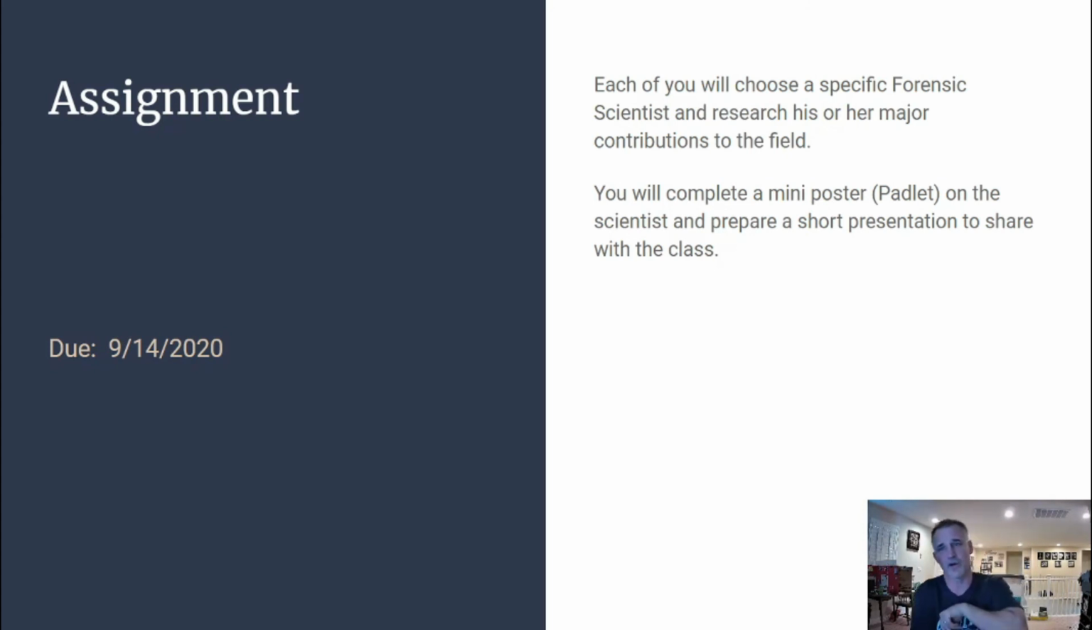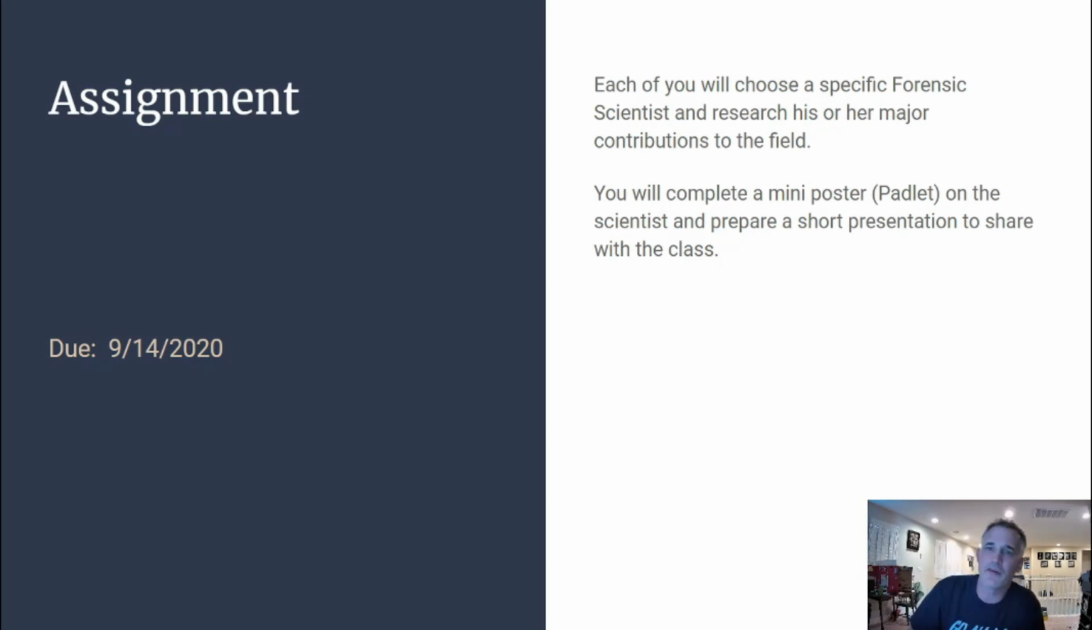So what's going to happen, and you'll have more specific details on the module, each of you will choose a specific forensic scientist, and you'll research his or her major contributions to the field. Some of them will be discussed in these notes, but others will be also on the paper. There might be some that's not included on the notes. And if you know of one that's not included anywhere, feel free to ask me, and I'd be happy to let you use one of those gentlemen as one of the forensic scientists, as long as he contributed to the field in some way.